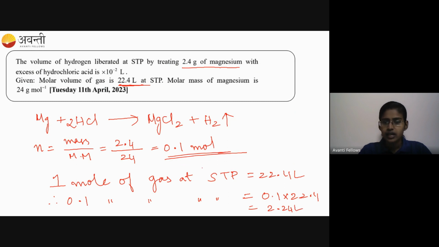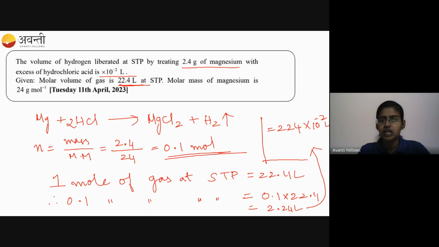Or I can write this, and let me write here. Okay, it is also equal to 224 into 10 power minus 2 liter, right? Because we have to give the answer in terms of 10 to the power minus 2. So take the decimal to the right side. So it will be 10 power minus 2. So the answer is 224. Correct answer is 224 into 10 to the power minus 2. Is that okay? Any doubt?